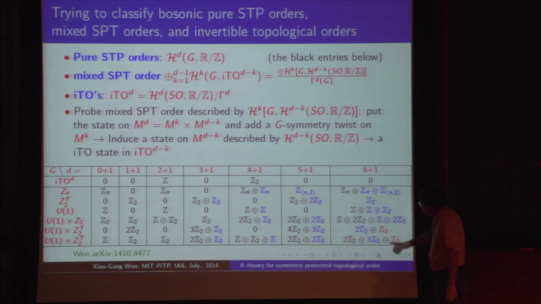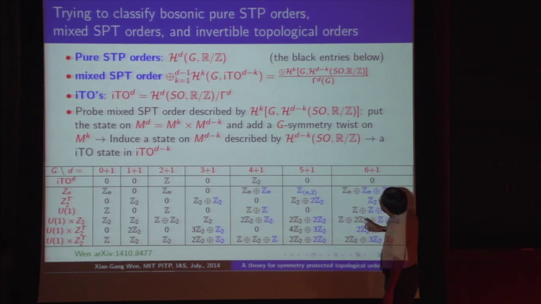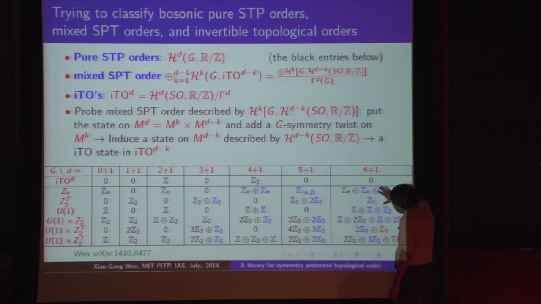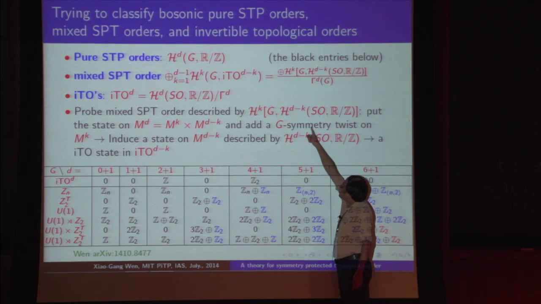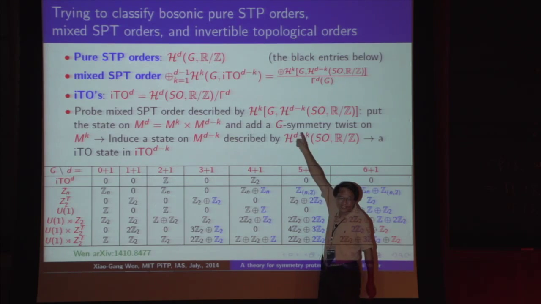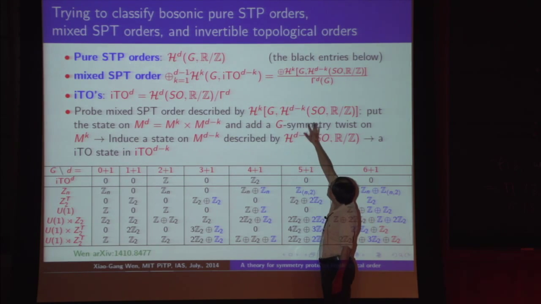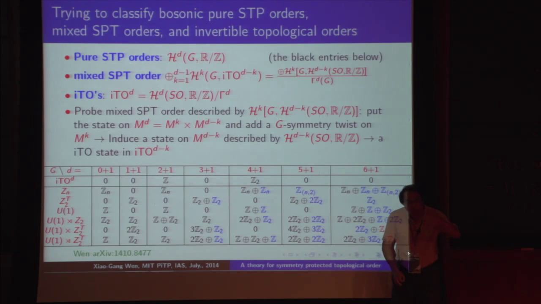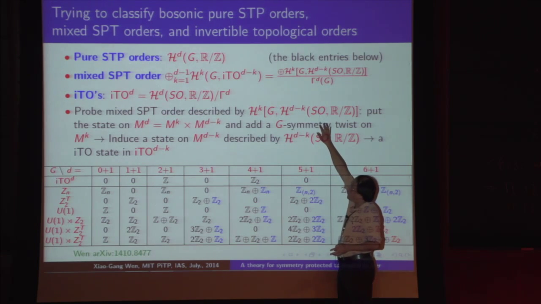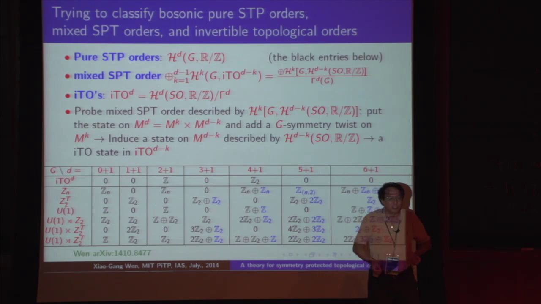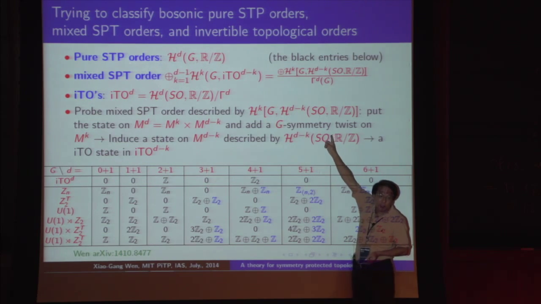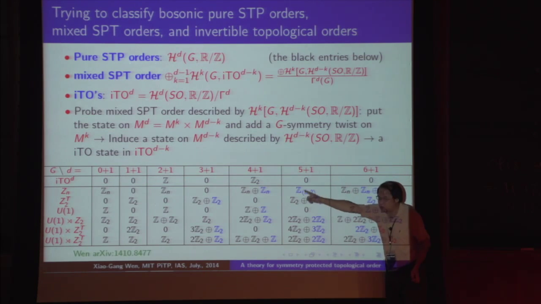Okay. The difference between red and blue is that to compute the blue, this expression is a mixed gauge-gravity anomaly, so the coefficient will be in this HSO. And there is a way to do this quotient calculation in an easy way. You replace this HSO by invertible bosonic topological order. This actually describes invertible bosonic topological order. If you do that, you get all the blue entries.